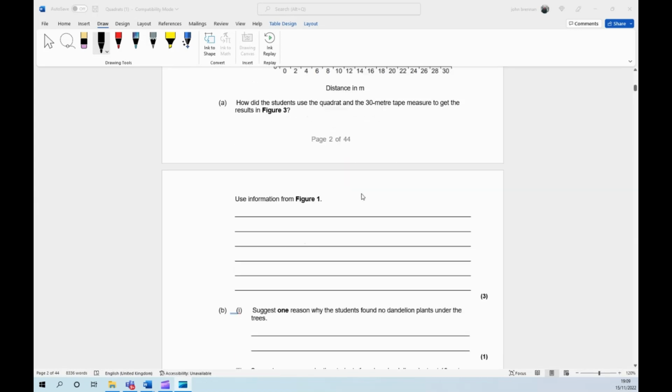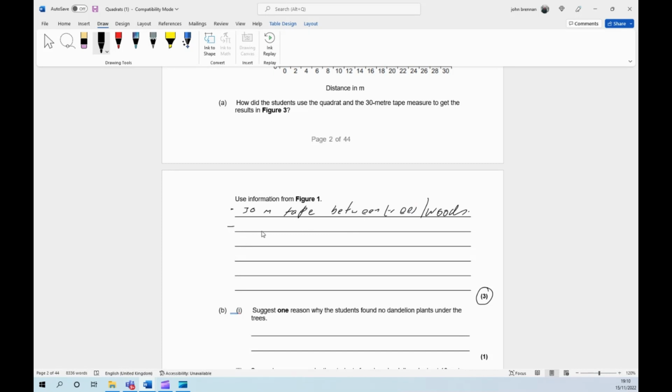So what we can do is add this to the paper, and remember that there are 3 marks for this. We can say first of all that they're stringing out the 30 meter tape between the trees or the woodland. You can obviously phrase it better than me. So they're placing that 30 meter tape between the trees or woods. That'll be the first thing.